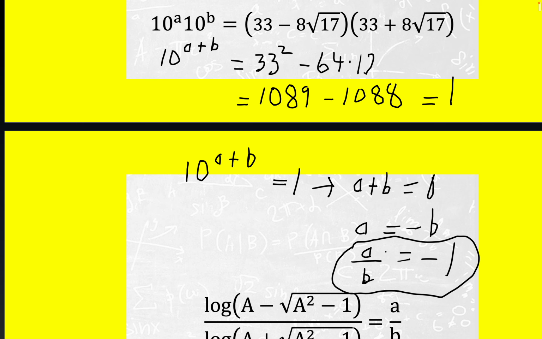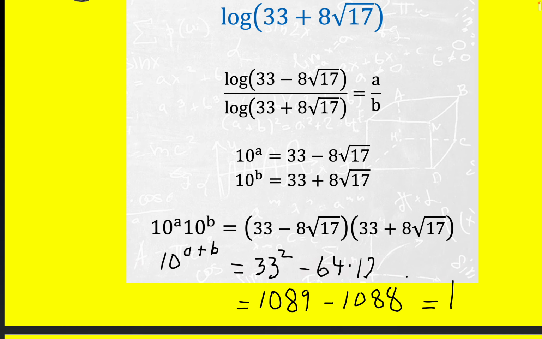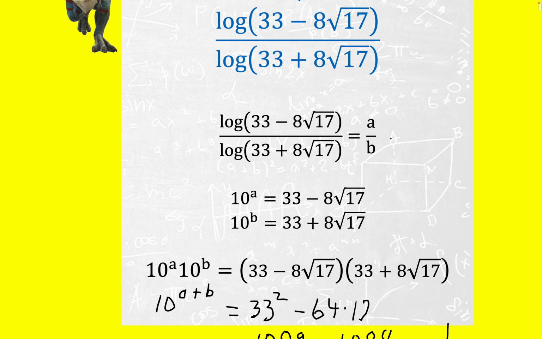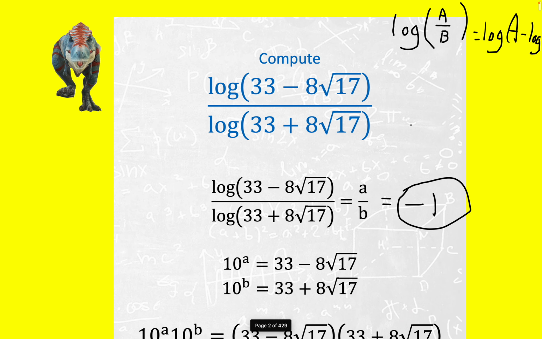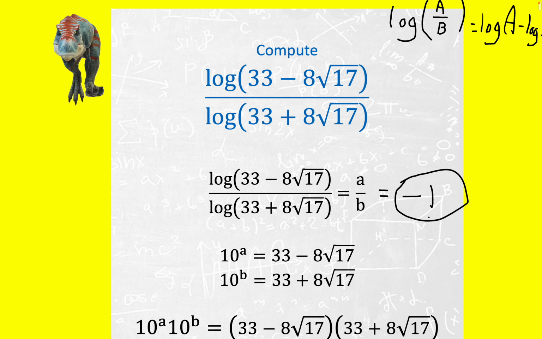So this is A over B is equal to negative 1. But guess what? That's what this is right here. So our answer is negative 1. Isn't that nice? Okay. So the answer to the question is that we did the computation and we got negative 1.